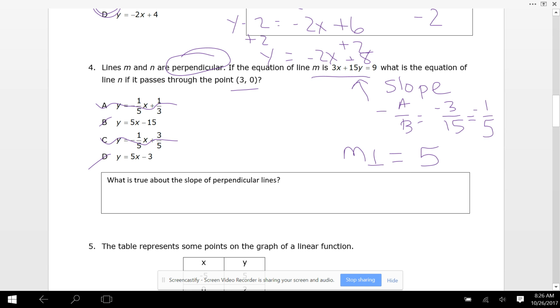There we go. Okay, and it passes through the point (3, 0), so I'm going to put it in here. So I have y equals 5 times x minus 3. I could have put y minus 0 because I'm using point slope form, but that's just 0, so I don't need that. So y equals 5x minus 15.